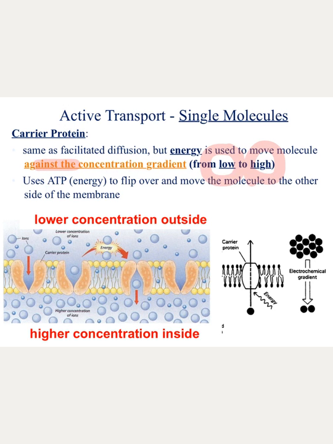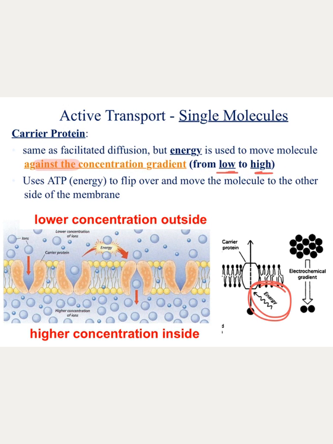So remember, this is kind of going against the grain, okay? Our body doesn't normally like to do this, but in some cases we need to. So anytime you are going from an area of low concentration to an area of high concentration, it is going to require some energy. You can see energy is required to make that happen. So what it does is it uses ATP, and ATP, if you remember, is our energy source, okay? So it's going to use the ATP to flip over and move the molecule to another side of the membrane.